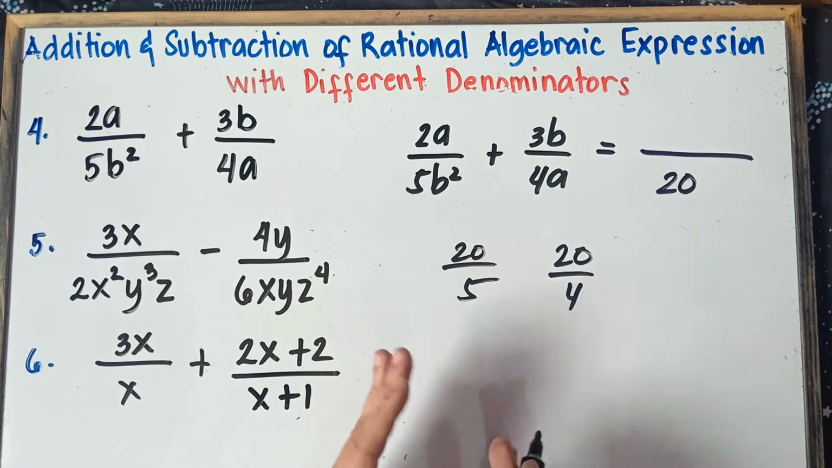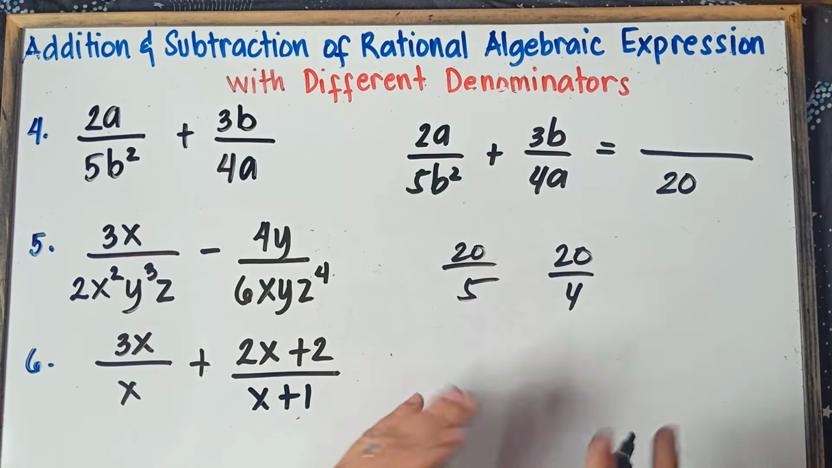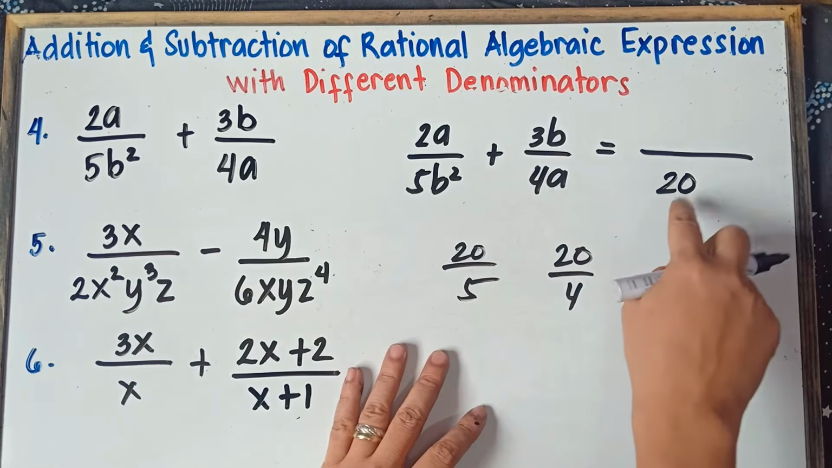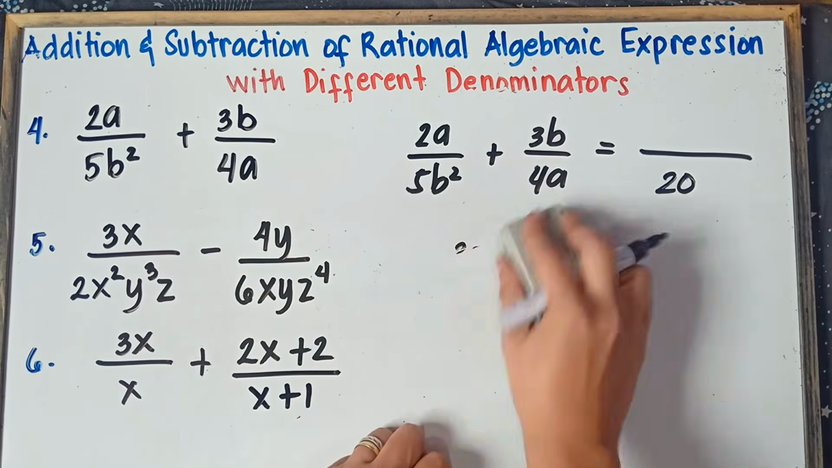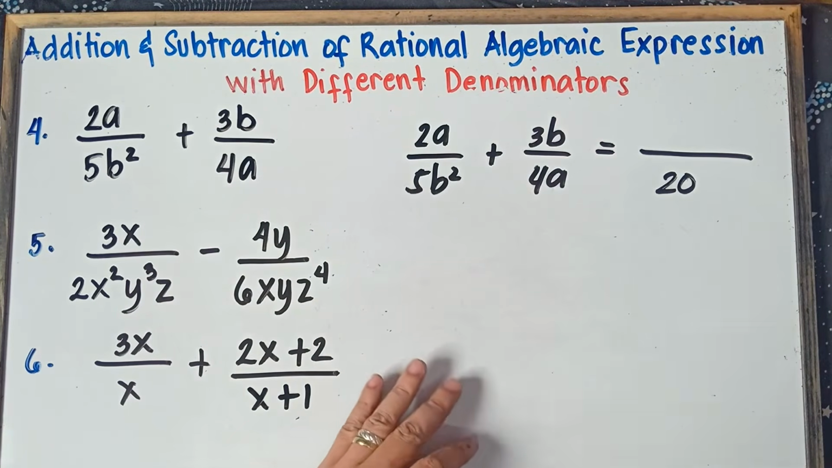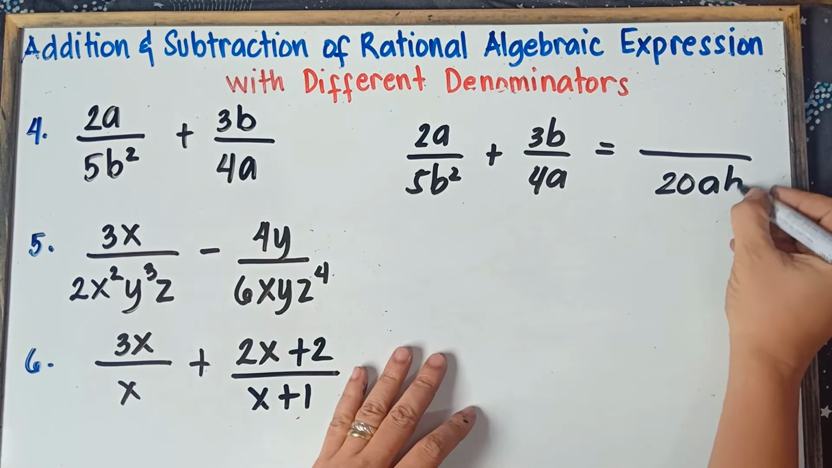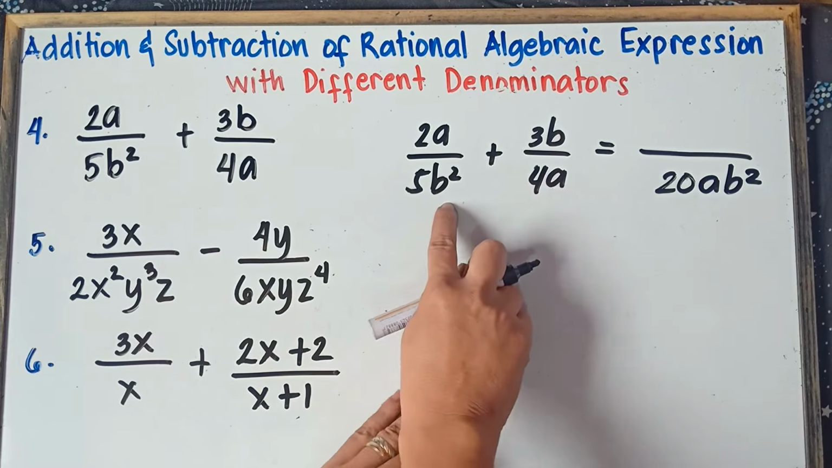Once again, class, the LCD of 5 and 4 would be 20, right? Because 20 is divisible by 5, and 20 is divisible by 4. We can divide 20 by 5, we can also divide 20 by 4. Alright, and then for the variables, we have b squared and then a. So therefore, simply copy a and then b squared.